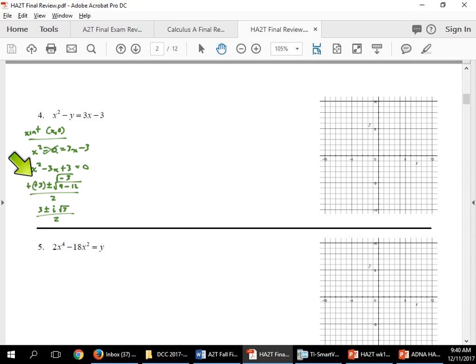Okay, so you have your quadratic formula right here. We plug it in. We get a negative inside of our square root. You know what that means? No X-intercept. All right, now what about our Y-intercept?